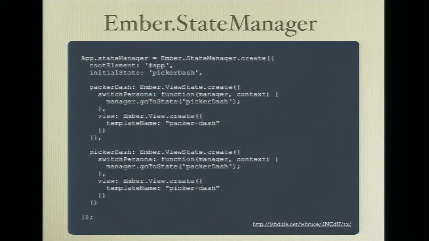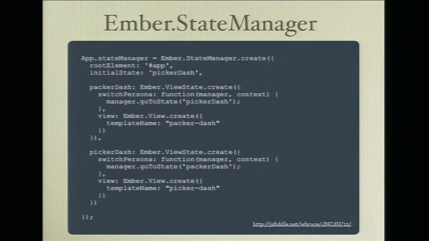a GUI. So in this case, I am saying that the picker dash is the initial state, which you see at the bottom there. It's a view state, which just means that it's going to manage a view. It's going to switch parts of the page out. And you can see the view defined in each of these, where I'm actually creating a cheap one-off view instance for each of these. It just wraps the template, picker dash and packer dash.